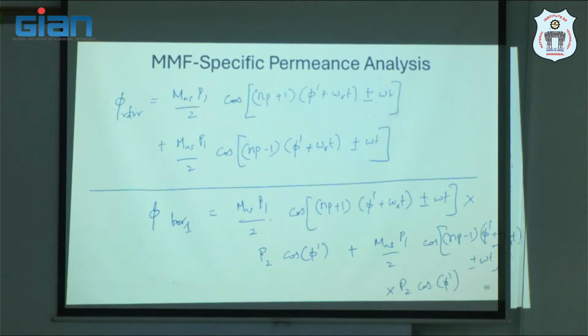So each term will result in 2 terms because they are in product form. When you expand it, you will get 2 terms each. So we will essentially get 4 components.